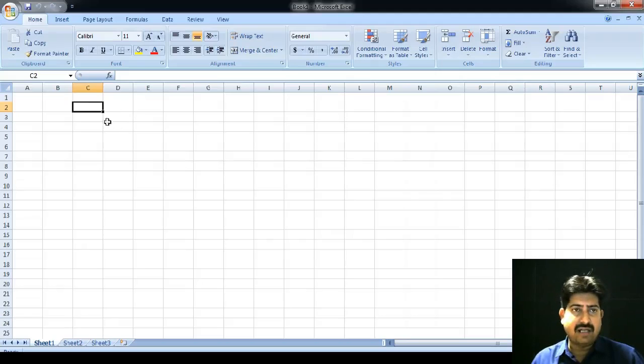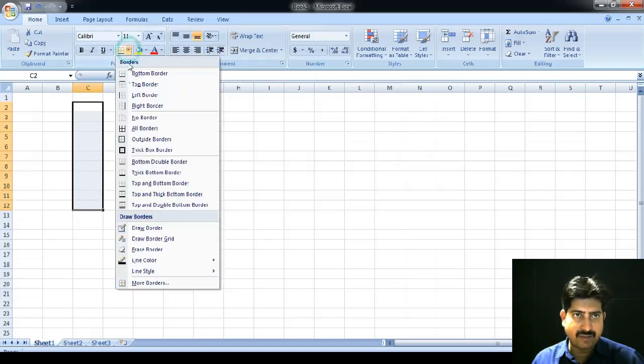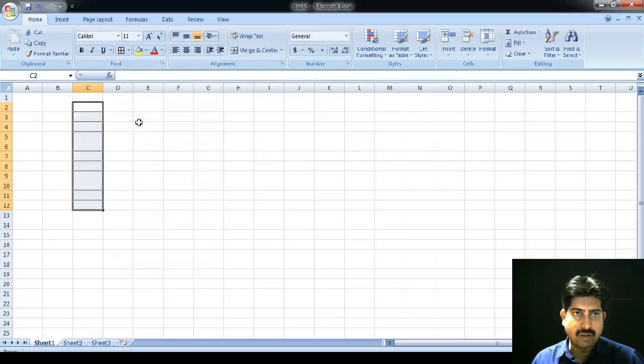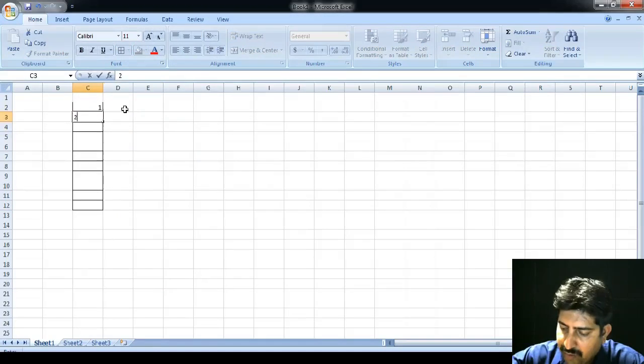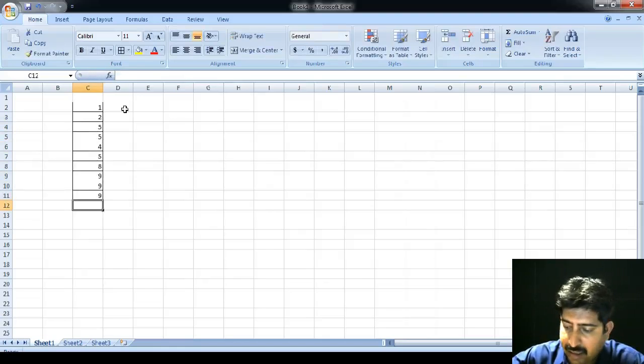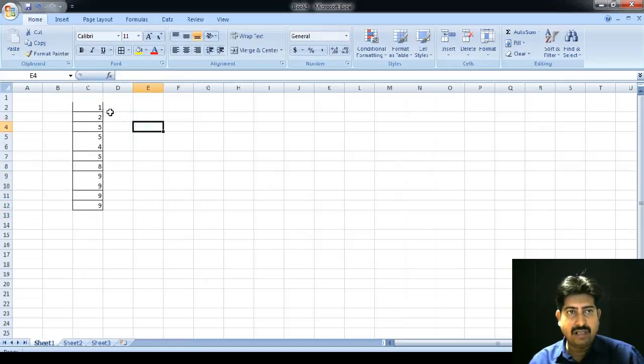Suppose I have taken an exam of 10 students, and this is my data. Let me add some beautification to it, all borders, and now the marks are out of 10. So 1, 2, 5, 5, 4, 3, 5, 8, 9, 9, 9 and again 9. Suppose these are the marks of my students.